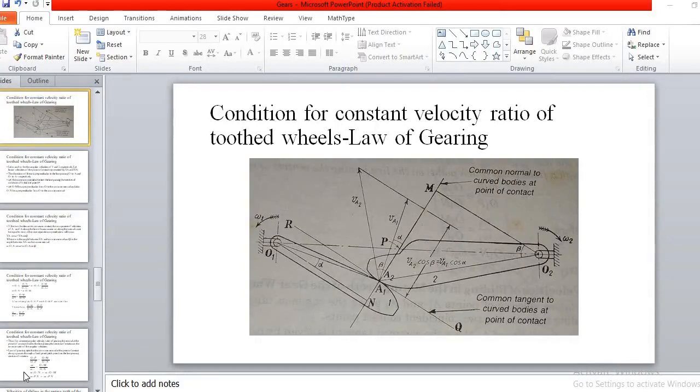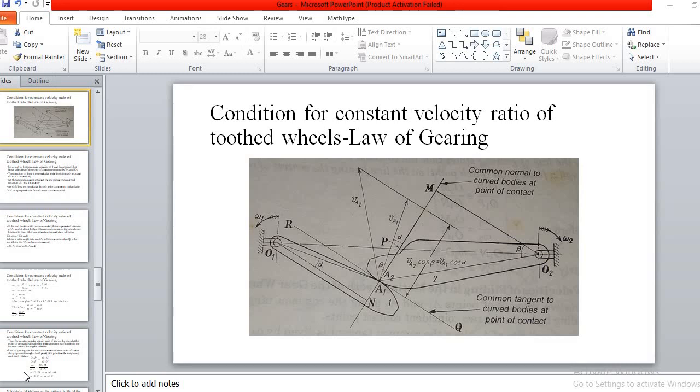In the last video, we discussed... Now we start to discuss the law of gearing. So we consider two curved bodies which represent the teeth of the gears.